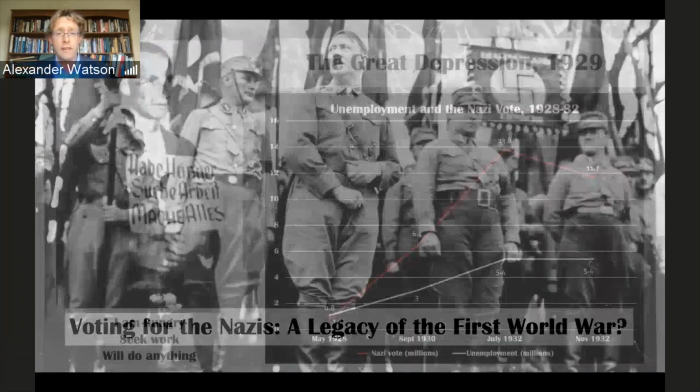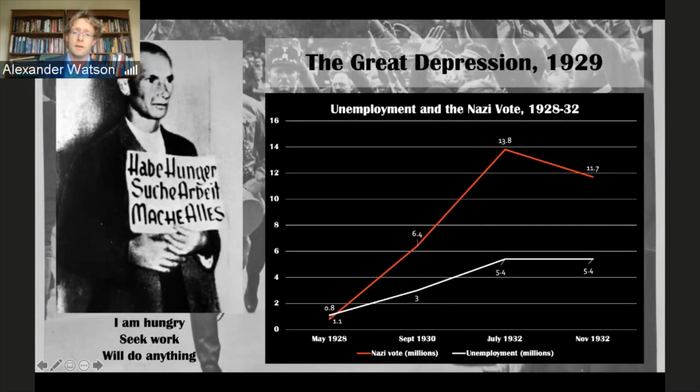And of course, they've come up with the Great Depression of October 1929. The Wall Street crash in New York in October 29 started a financial crisis which spread right across the world and which hit Germany particularly hard. By 1932, 40% of the German workforce, some 6 million people, were unemployed. Just simply staggering. And the picture that I've got up here of this unemployed worker, "I'm hungry, seek work, will do anything," really encapsulates in one image the desperation felt by these people.